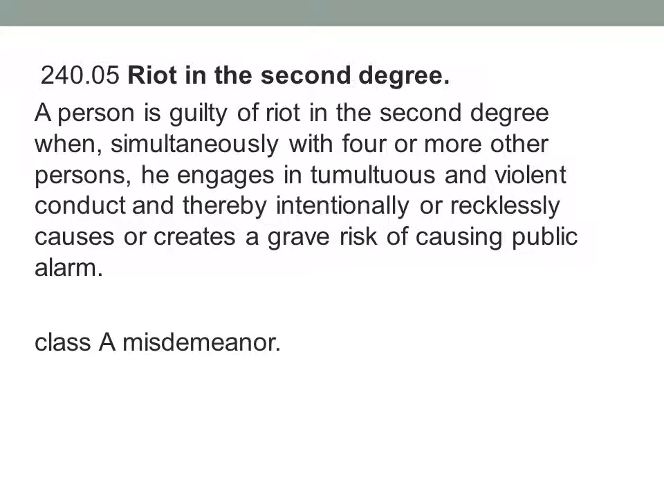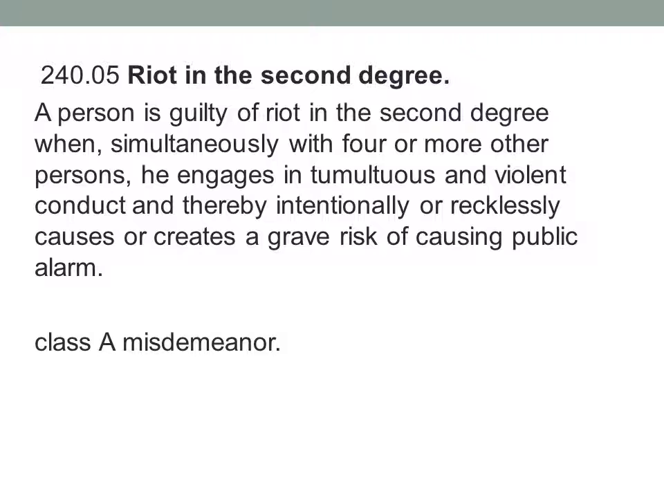So we have the person who, actually, doesn't have to be involved in the riot. They just have to be the one that incited the riot. And now we have a person who's actually involved in a riot. A person is guilty of riot in the second degree in New York State when simultaneously with 4 or more other persons, he engages in tumultuous and violent conduct and thereby intentionally or recklessly causes or creates a grave risk of causing public alarm. So if it's 3 or less, you don't have it. But one person and four or more others constitutes a Class A misdemeanor for rioting. And then it steps up from there.